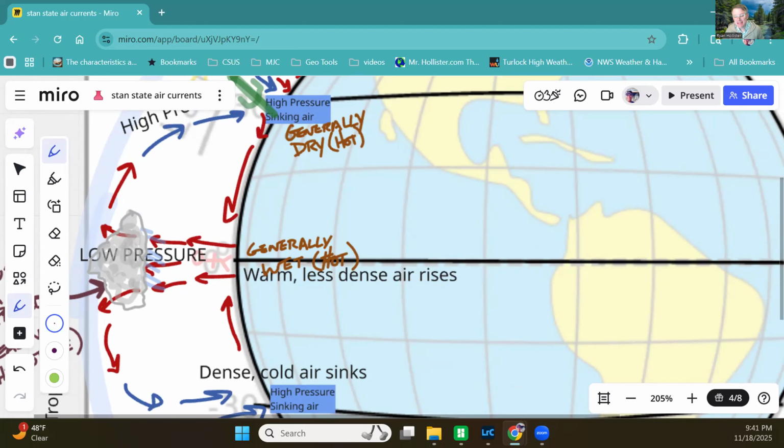But that heat is from the heat energy smashing down on the equator. It's not from sinking air up above. So what else do I want to say about that? Generally, got that.